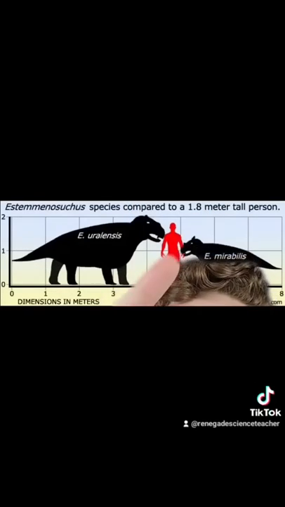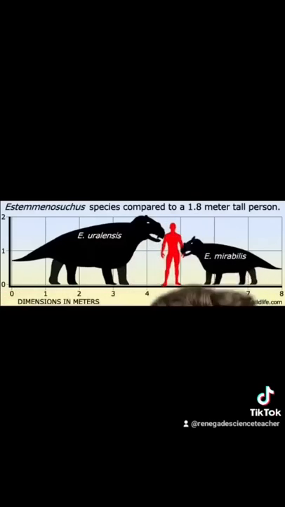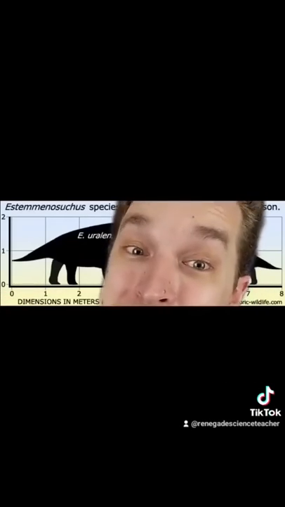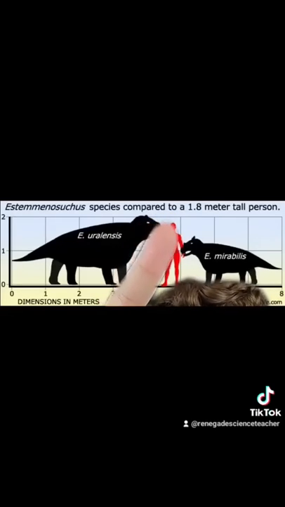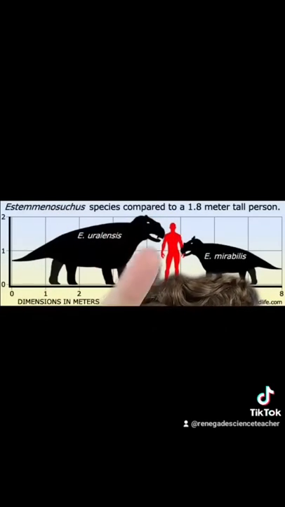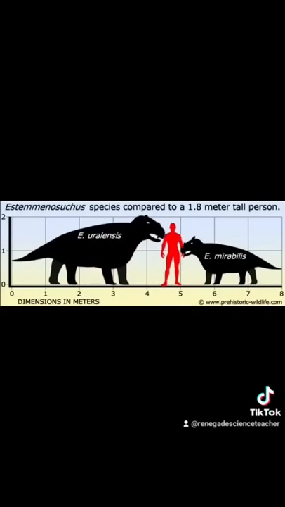This figure here is 1.8 meters. That's about 5'10". So I'm 6'2". I would have come up just under the top of Estemmenosuchus here. He was a big boy. And the most fun part is, we have no idea how dangerous they might have been, because it is still hotly debated amongst paleontologists whether they were carnivores or herbivores, because the teeth say one thing and the body size is another thing, and both of those are kind of thrown off during the Permian.